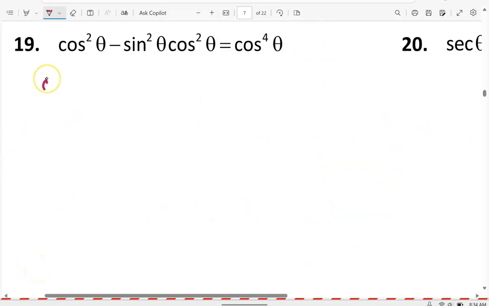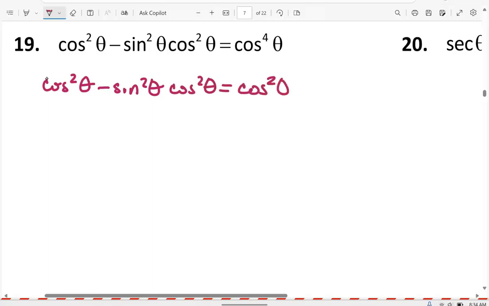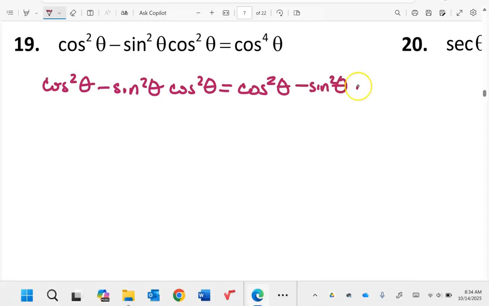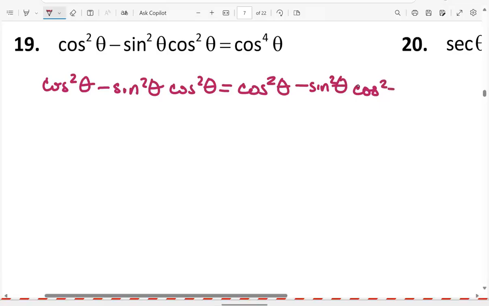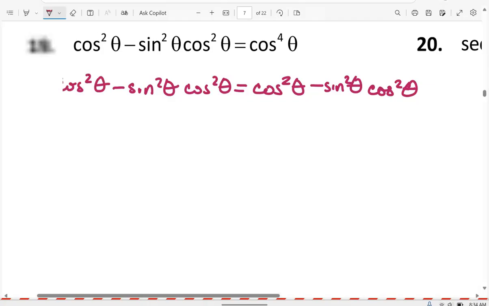In number 19, we're going to start with the cosine squared of theta minus the sine squared of theta times the cosine squared of theta is equal to the cosine squared of theta minus the sine squared of theta times the cosine squared of theta, or the left side equal to itself by the reflexive property.